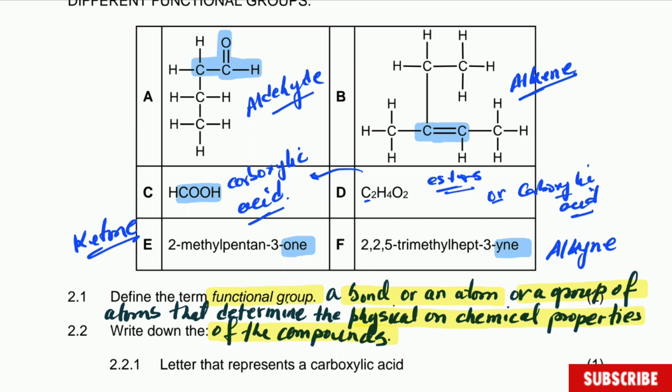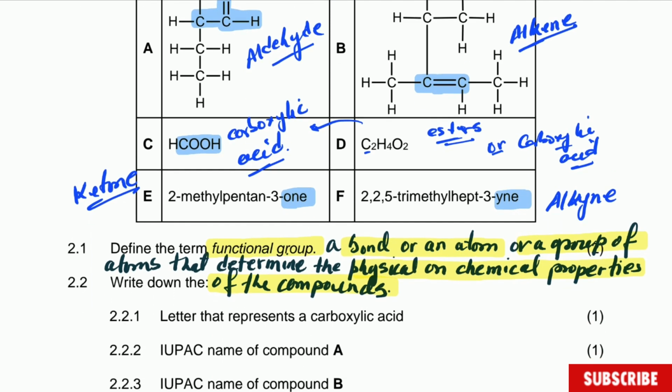We have now the homologous series of all the compounds. So now it's going to be quite easy to answer this question. I have a video on all the homologous series and functional groups. I leave the link right here. Now question 2.2.1, the letter that represents a carboxylic acid, we identify is going to be C.